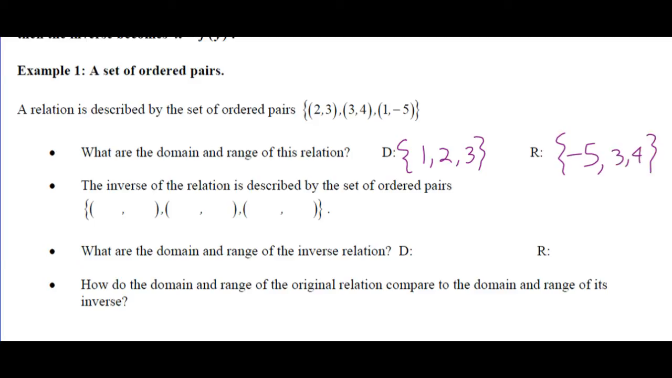The inverse of a relation is described by the set of ordered pairs. So what do I get if I take the inverse of this relation? I interchange x and y. We get (3, 2), (1, 4), (3, negative 5).